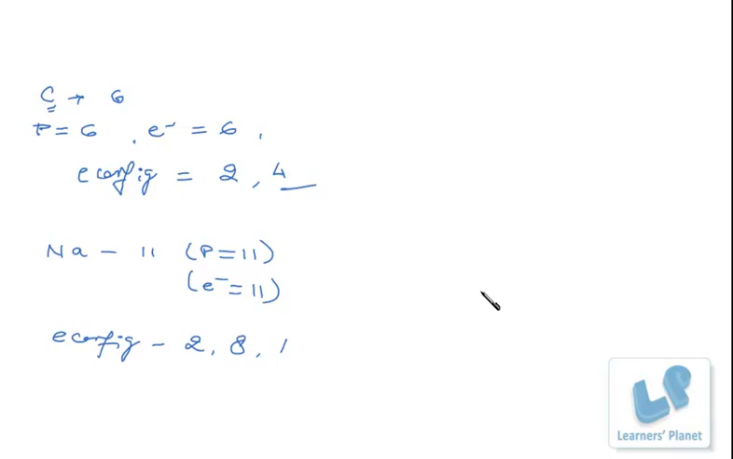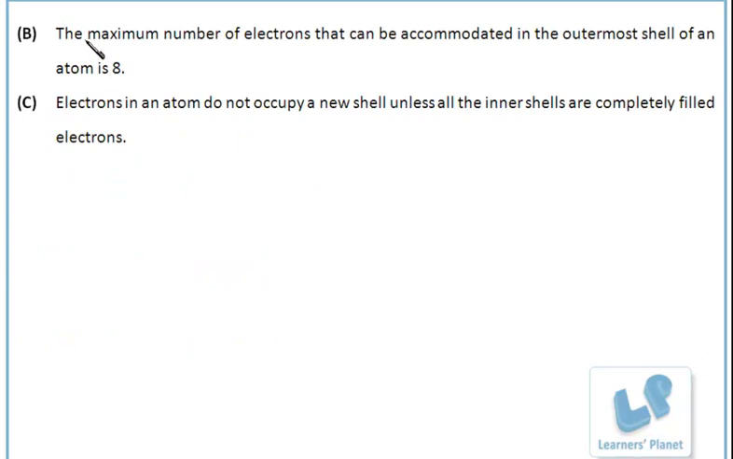Now students, there is another rule for it. Let's read that rule. The next rule is that the maximum number of electrons that can be accommodated in the outermost shell of an atom is 8. Electrons in an atom do not occupy a new shell unless all the inner shells are completely filled with electrons. So these are 2 more rules which you have to remember.